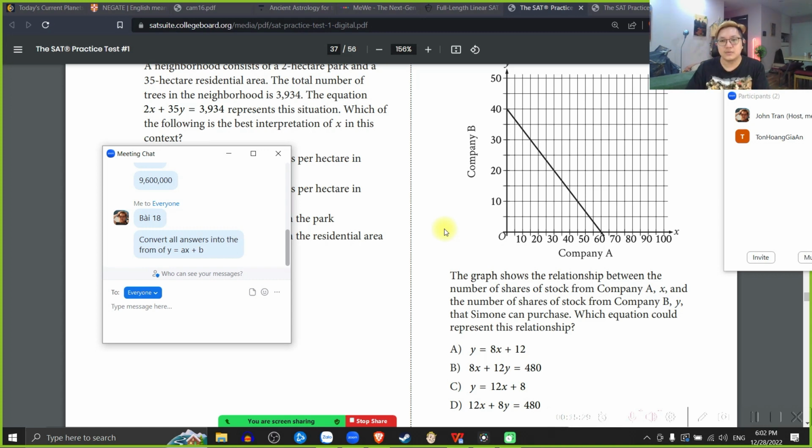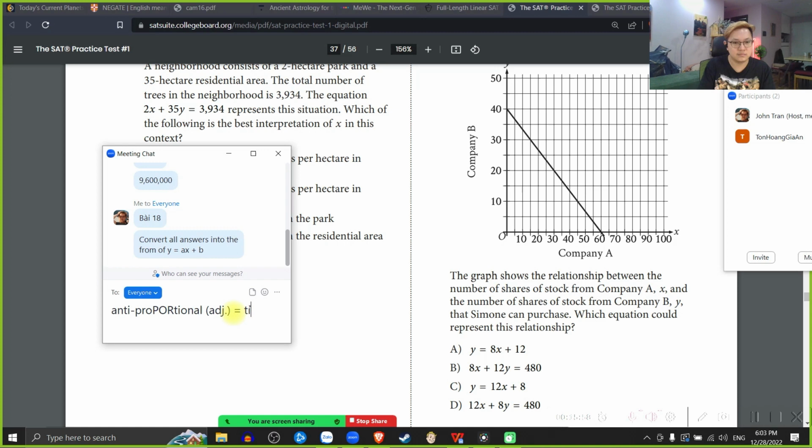So you see that this line is going down, right? If x increases, y decreases. So it's going down. So it means that it is anti-proportional. It's anti-proportional to each other.